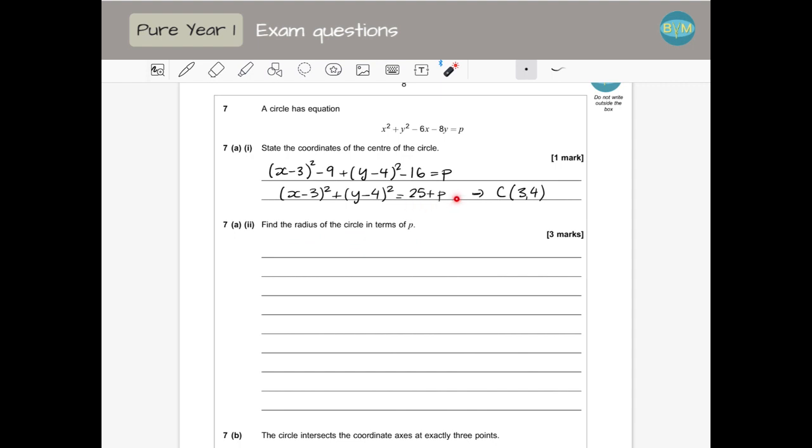Find the radius of the circle in terms of p. So the radius of the circle, once we have the equation written this way, is going to be the square root of that thing. So the radius of the circle is root of 25 plus p.